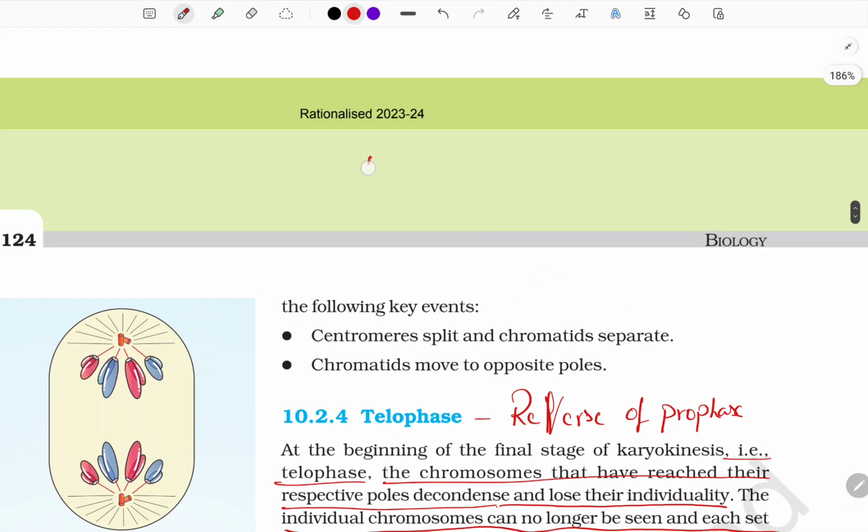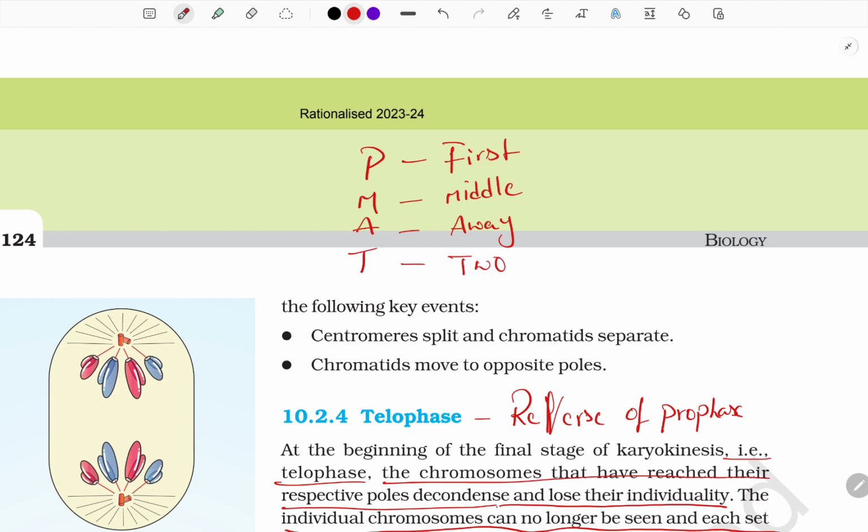So remember one mnemonic. P for pro, meaning first: what are the first things that happen? M for middle: the middle alignment of chromosomes on the metaphase plate. A for away: the splitting of the centromere to separate the sister chromatids and form separate daughter chromosomes. And T for telophase, two: two separate daughter nuclei are formed. So this is the mnemonic for the mitotic phase, which is the dividing phase. So thank you.